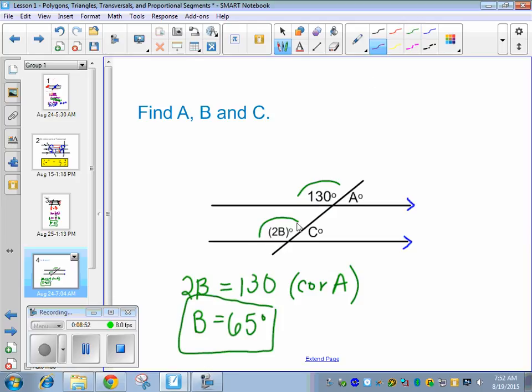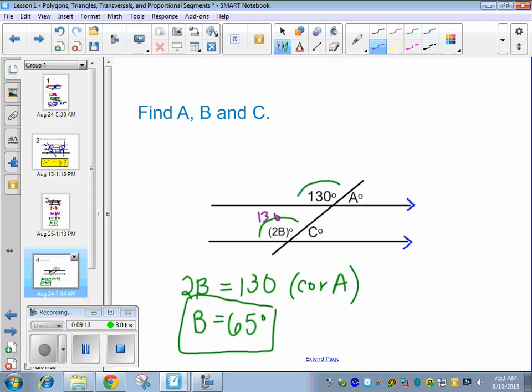Again, is this entire angle 65? No, this entire angle is 130. It kind of helps to put that on there because it's 2 times 65. Okay, so now we need C and A. There's a few ways we could find C and A. Leo, what do you think?